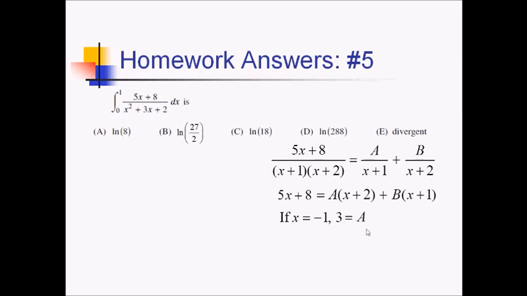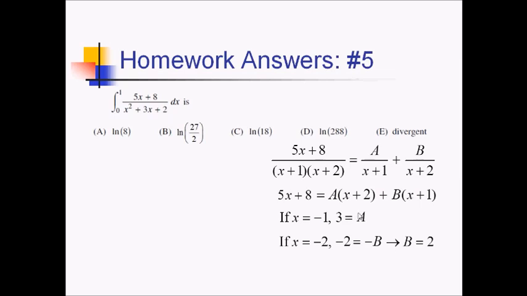All right, for the next one, I want to find the b value. So that means I need to get rid of this a term. I'm going to do that by picking an x value of negative 2. Plugging that in on the left, we have 5 times negative 2 plus 8. That's negative 10 plus 8, or negative 2. And over here, the a's are gone now. We just have b times negative 2 plus 1, or negative b. Well, if negative 2 equals negative b, then b must be positive 2.